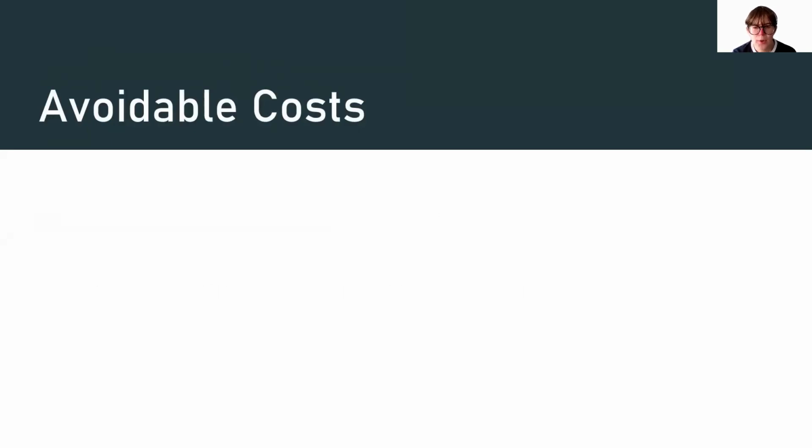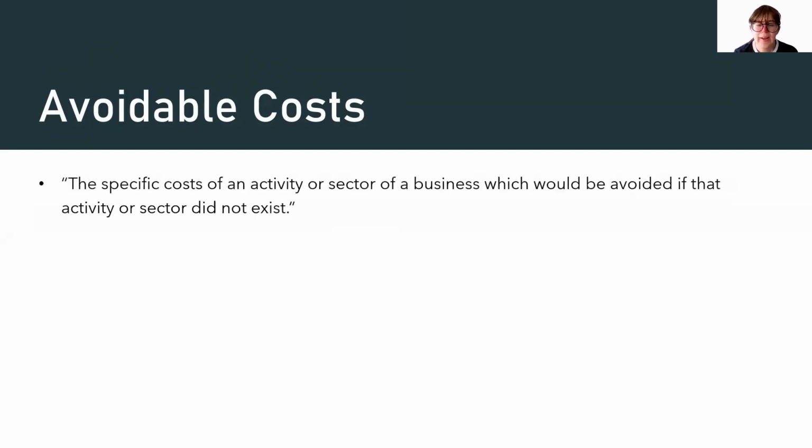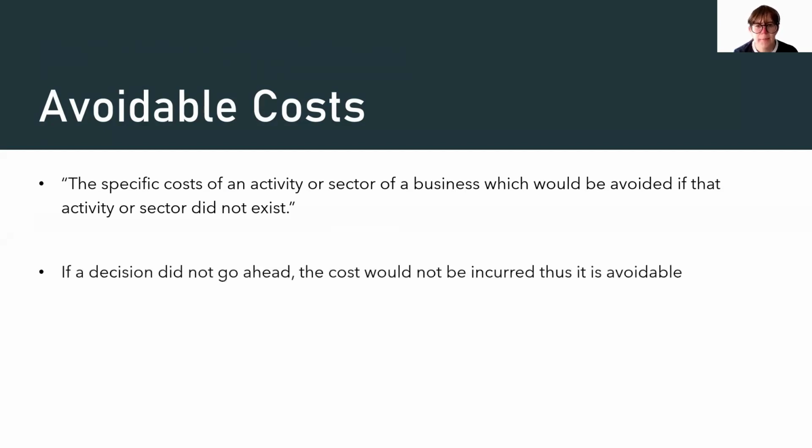The next type of cost we have then are avoidable costs. So these are specific costs to an activity or particular sector of a business which can be avoided if that sector or activity did not exist. So for example, if a decision did not go ahead, that cost would not be incurred and therefore it is avoidable by the business.